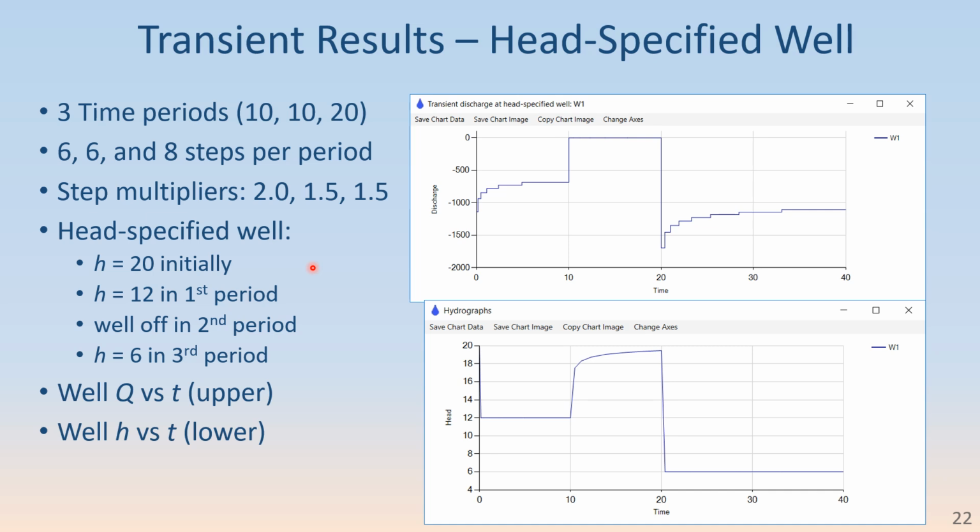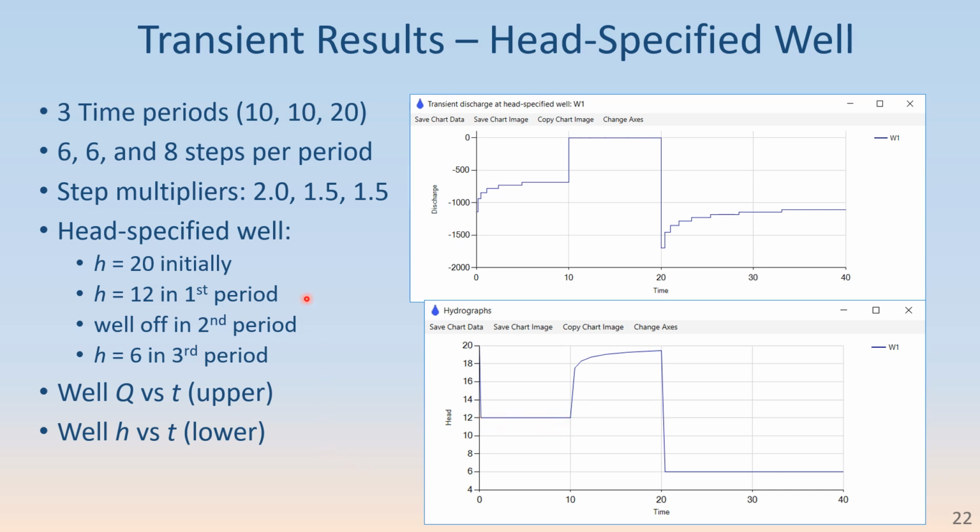But in the first time period, the head was set to 12, and that required a higher discharge initially to achieve that at the beginning of this first time period. Each of these stair steps is a time period, and the discharge required to maintain that head at 12 tapers off through that 10-day time period. And you can see in that same time period that head goes from 20 abruptly to 12 at the end of the first time step.